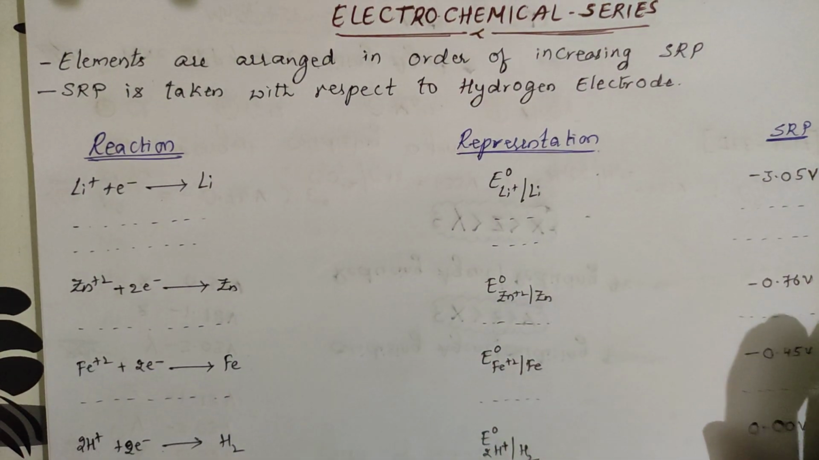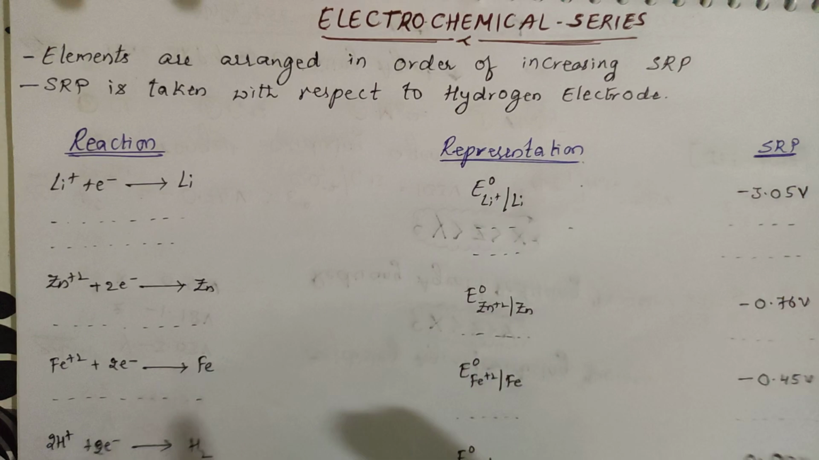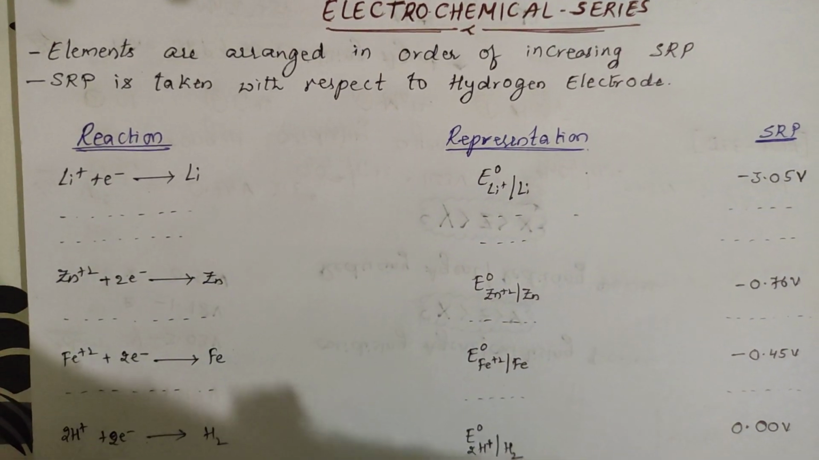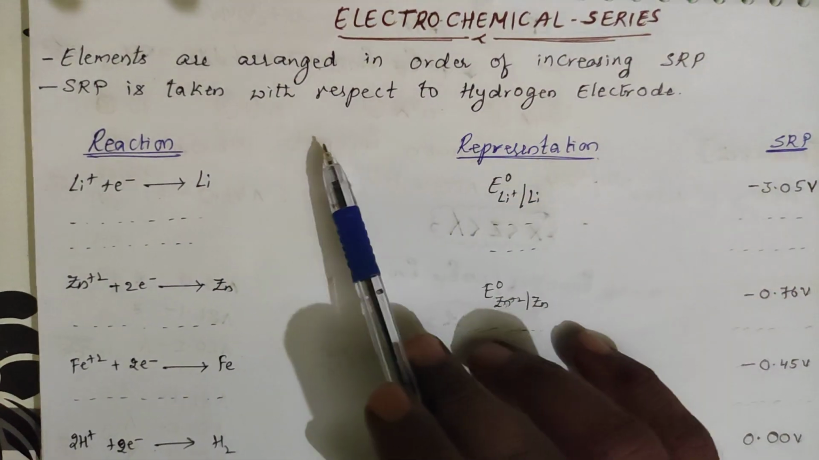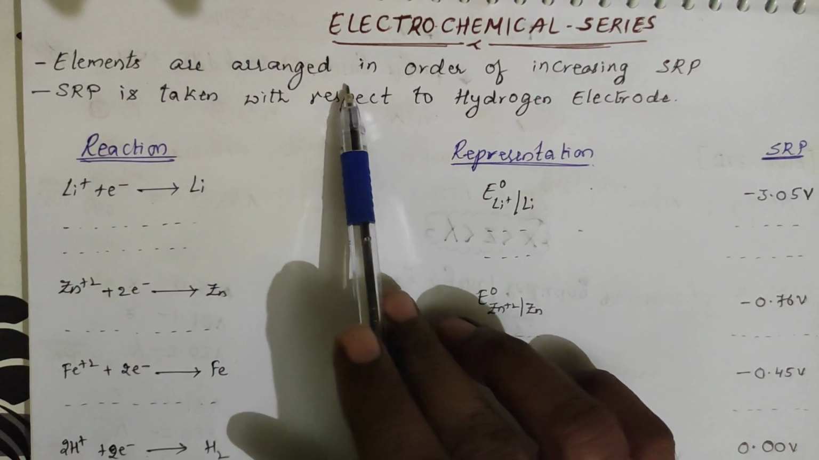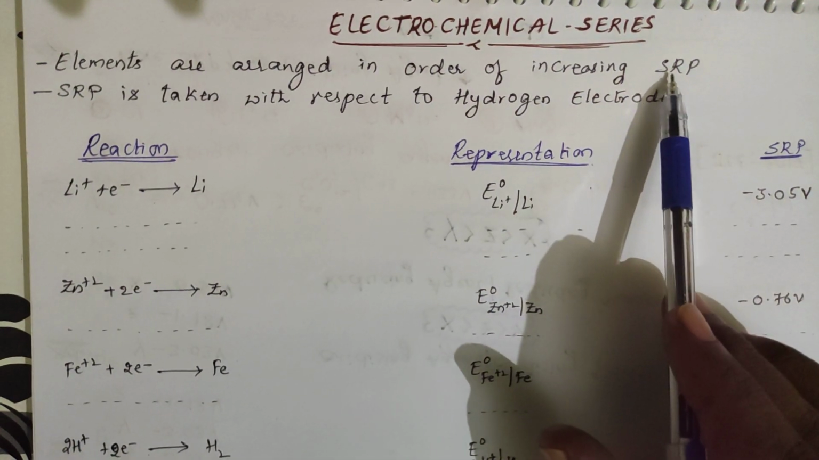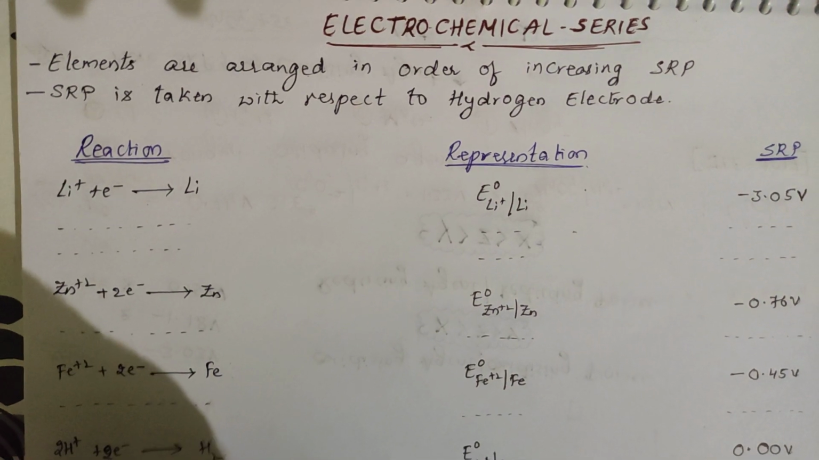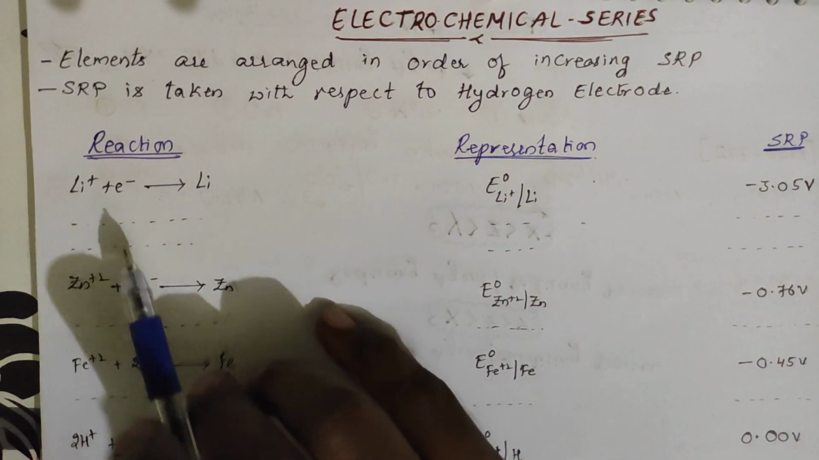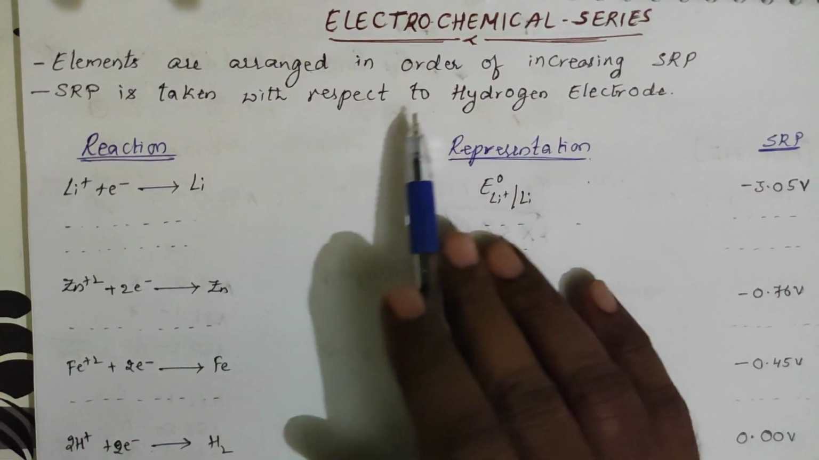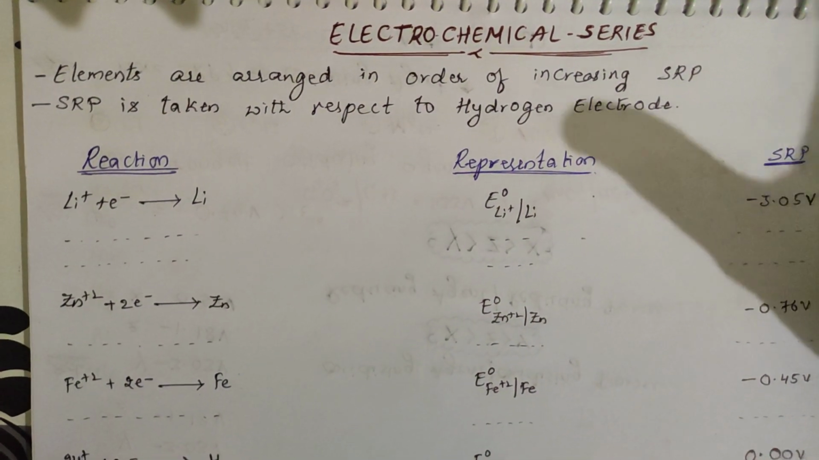See, I have not written all the things. I will show you in our textbook. So remember, in writing the electrochemical series, all the elements are arranged in order of their increasing SRP. See, reduction potential values will be going on increasing. SRP is taken with respect to the hydrogen electrode. You know these two points very well.